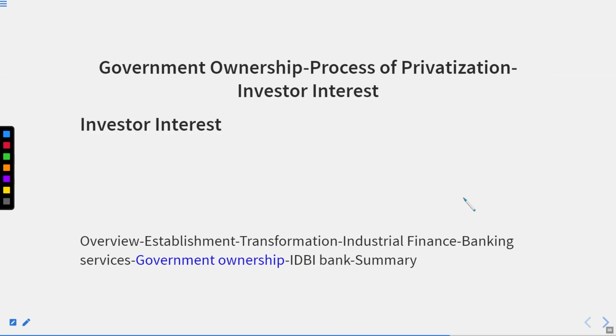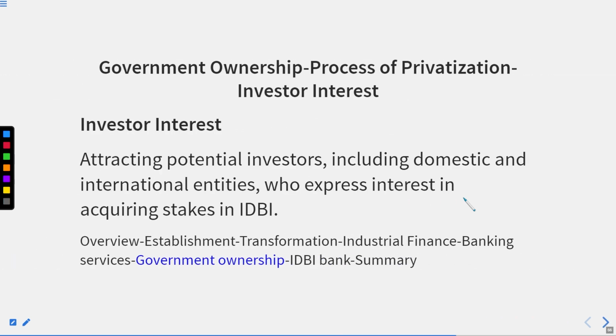Thereafter, the investors' interest: attracting potential investors, including domestic and international entities who express interest in acquiring stakes in IDBI. Once you have decided the value, you have to attract those investors who could bear that value and who will be willingly investing in that particular organization. Okay.